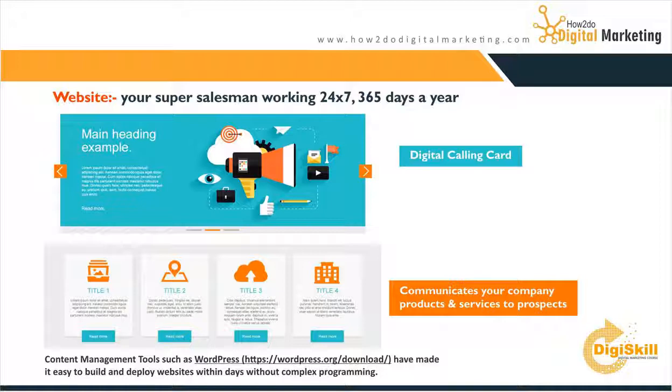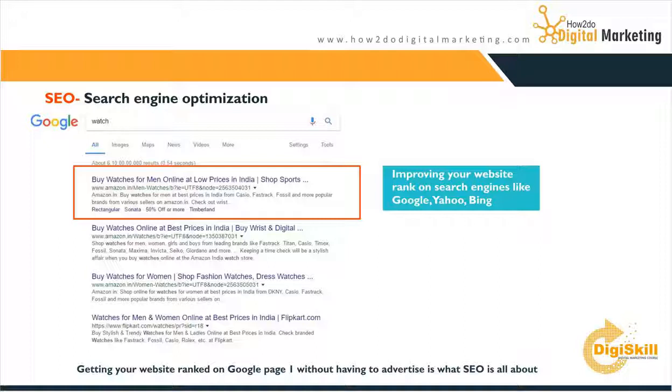The second very important aspect, if you're looking at using digital marketing for your business, is search engine optimization. So, what is search engine optimization? SEO is largely the entire process and the practice of improving your ranking so that when somebody types a search query, like you have got the word watch in this particular slide, your particular domain or your particular website comes up on page 1.